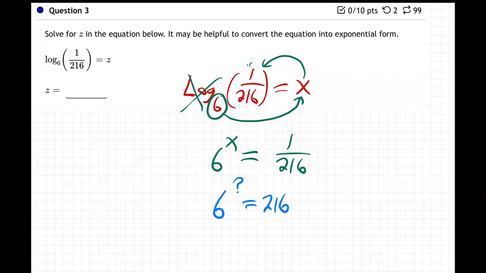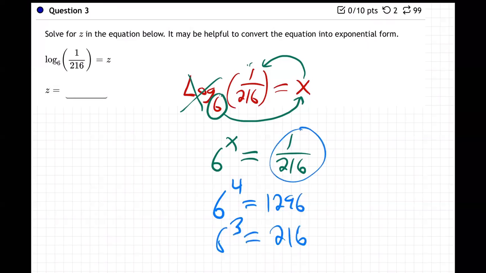Is it 6 to the, I don't know, is it 6 to the 4th? I think that's maybe it. No, that's too big. No, 6 to the 4th equals 1296. So that's too big. So maybe it's 6 to the 3rd. It's probably 6 to the 3rd. Yeah, there it is, 6 to the 3rd. So 6 to the 3rd power is 216.